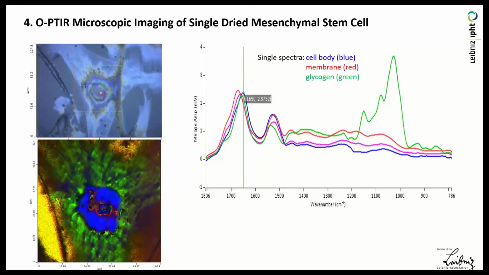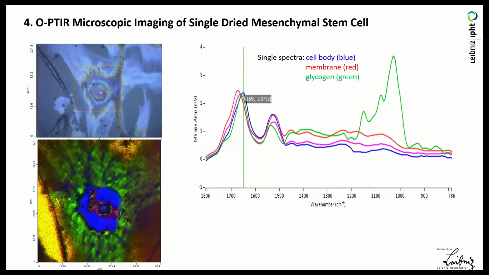So this is the region of interest, and you see here the cell body. You see here green, a large accumulation of glycogen. This was typical for non-stimulated mesenchymal stem cells, who they maybe accumulated glycogen to have energy, and once they are stimulated, they can produce matrix.